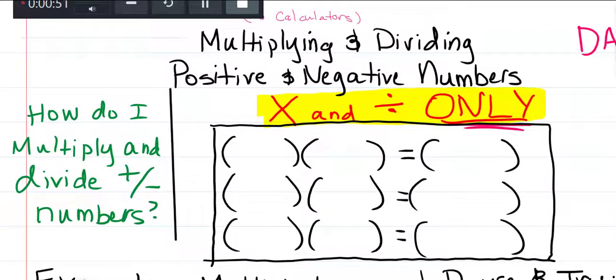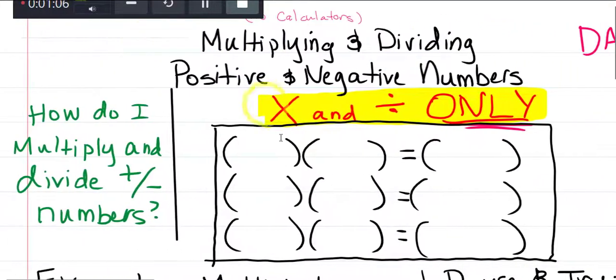Okay, so the basic rules for multiplying and dividing positive and negative numbers. I want you to copy in this box here onto your note pages. Make sure you guys put your topic and today's date at the top of your page.